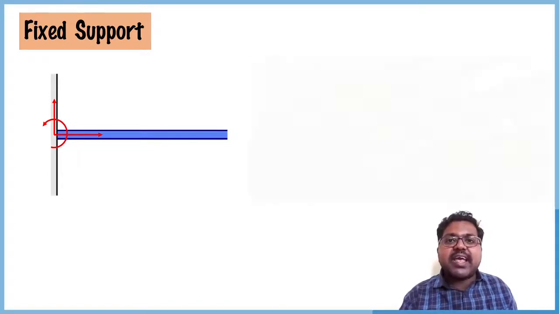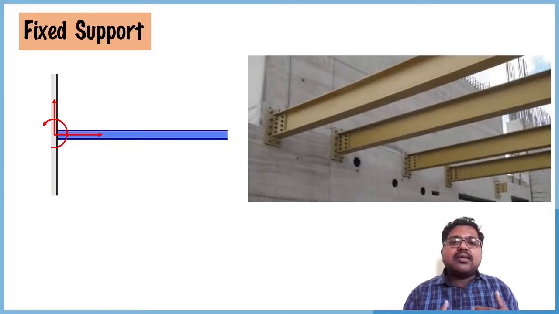If we see an example, this is a steel joist which is connected to a fixed RC wall. This is a good example of a fixed support.